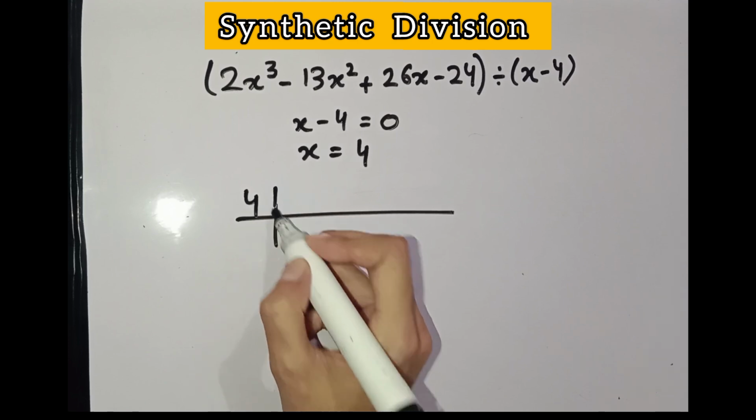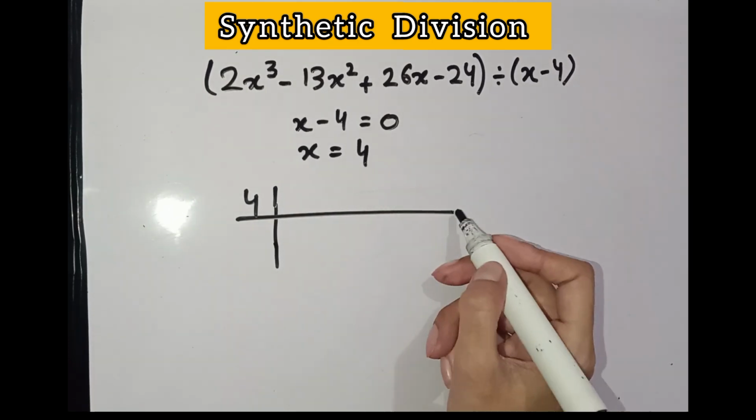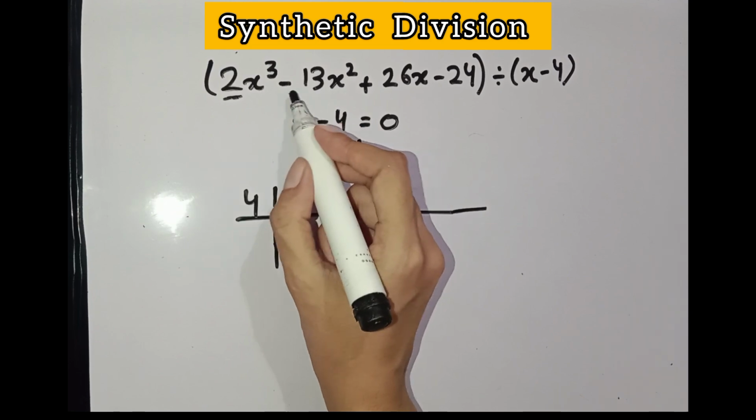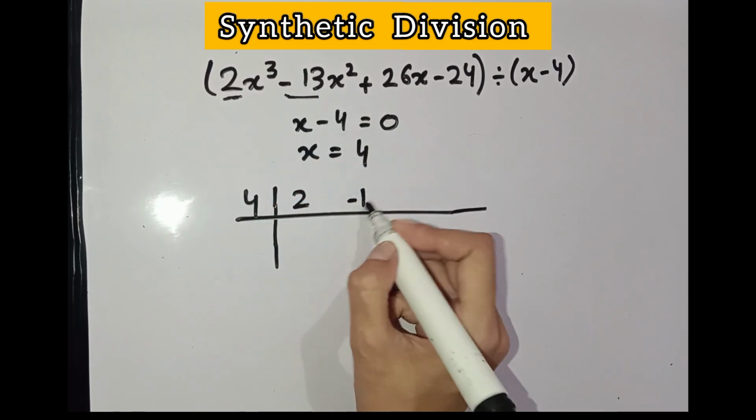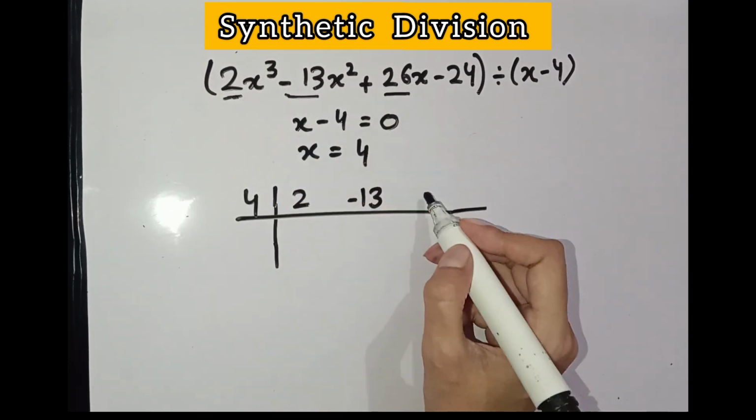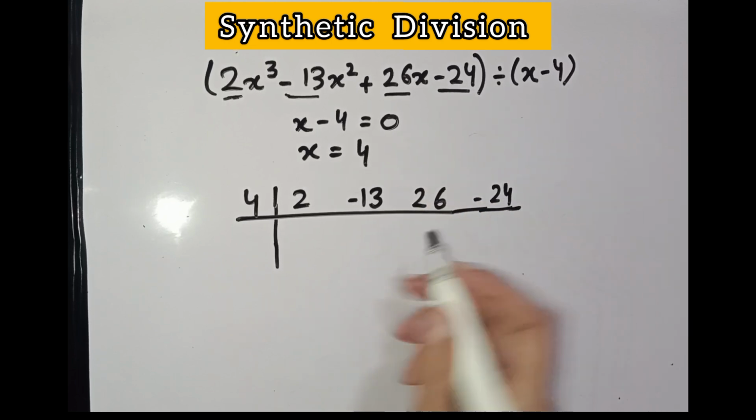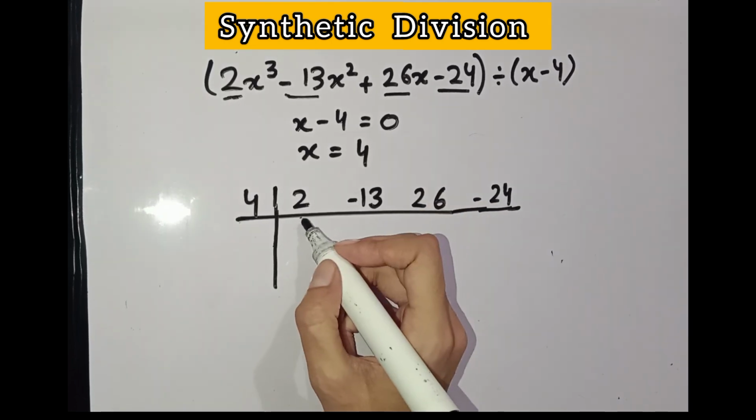So we will write all the constants here. From 2x cubed we will get 2, then minus 13, then plus 26, then minus 24. The first term comes down as it is.